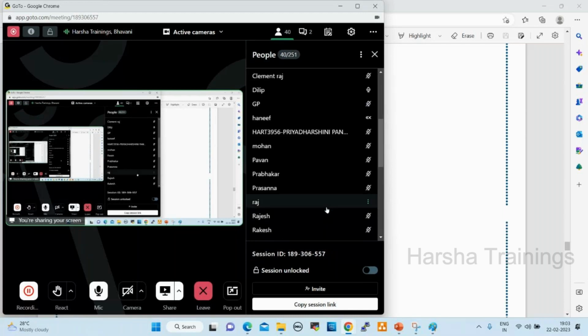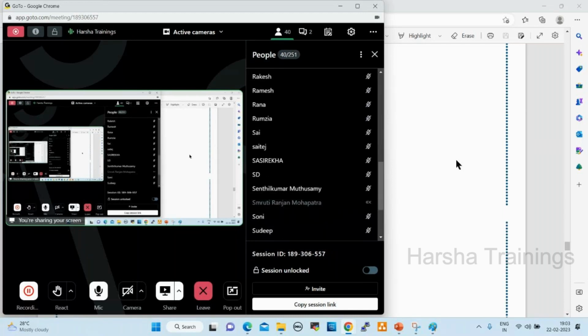Tomorrow onwards, regular sessions will be started. If you are interested, you can register today. You can reach out to my number or the institute number so that our people will provide you information. You can register yourself and continue from tomorrow. Tomorrow also the same link will work. You can attend tomorrow also without any charges. Tomorrow it's not the same demo; some basics will be covered, basic level. Can I continue tomorrow? Yes, you can attend without registration. Same link will work.